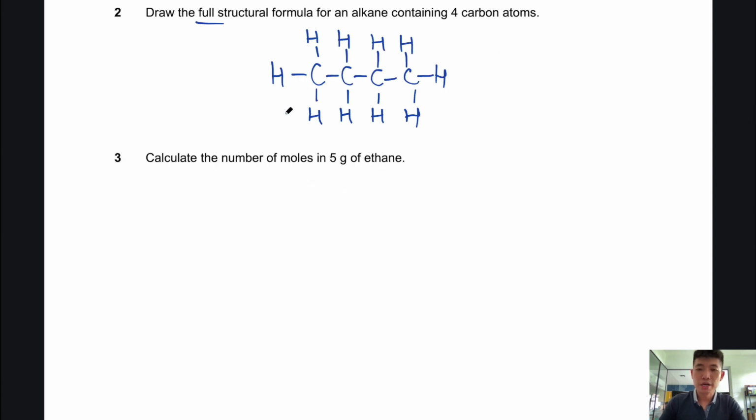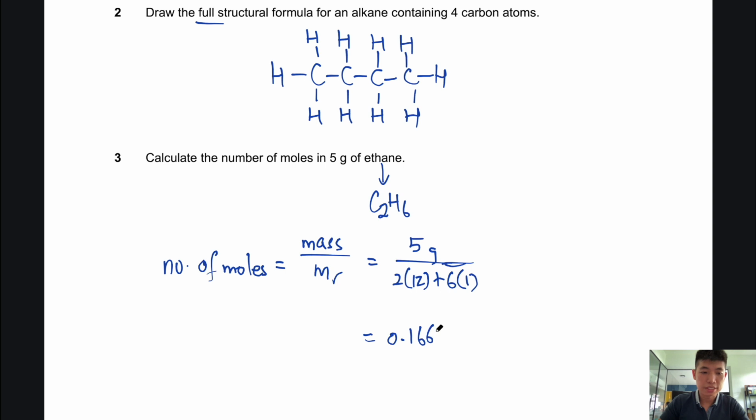Question 3. Calculate the number of moles in 5 grams of ethane. Ethane is C2H6. So your number of moles equals the mass over Mr. We have 0.16666 moles, which we round to 3 significant figures for our final answer, 0.167 mole.